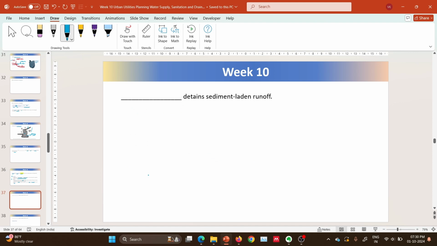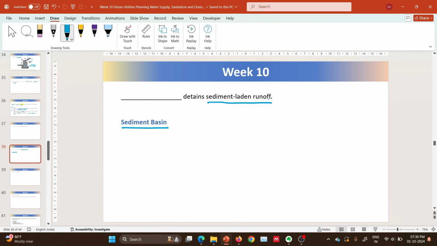Which structure detains sediment-laden runoff? It is the sedimentation basin, which detains sediment-laden runoff.